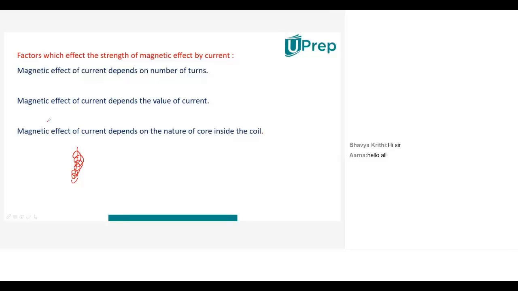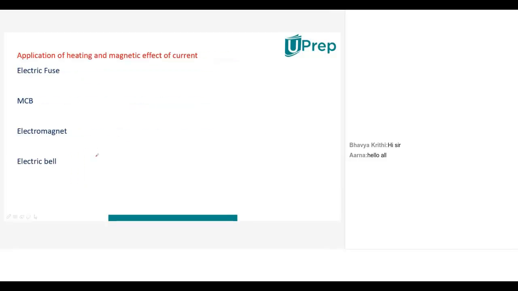Next, the magnetic effect will depend upon the value of current. If current increases, the magnetic effect also increases. If the number of turns increases, the magnetic effect also will increase. And next, this magnetic effect will depend upon the nature of the core which is inside the coil. That means if you take copper wire, it will create more magnetic field. If you take an iron rod, it will create less magnetic effect. Like that, it will depend upon the material which we are using.